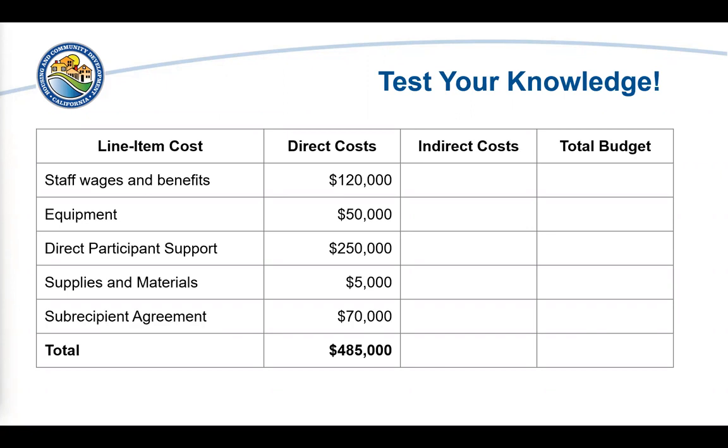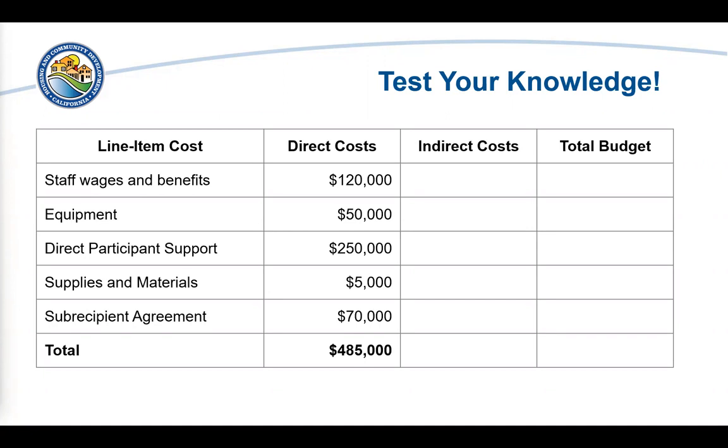And let's say, for example, this is for street outreach. And so you have a $485,000 ESGCV award directly from HCD. For this street outreach eligible activity, you have $120,000 in direct costs budgeted for staff wages and benefits. So that's how much your staff timesheets are going to be needed in order to implement this program. You have a $50,000 budget for equipment that you'll need to purchase in order to carry out this activity.